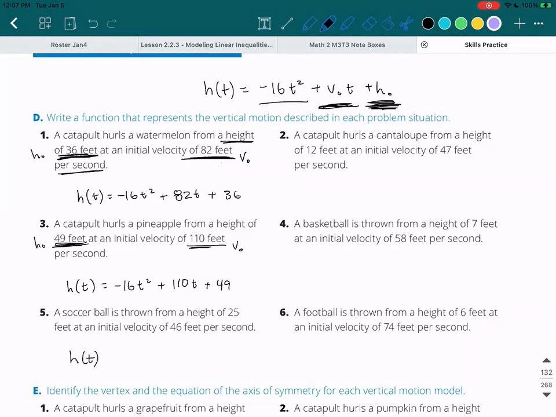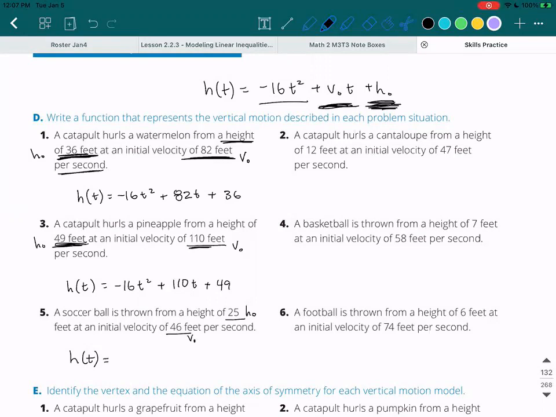A soccer ball is thrown from a height of 25 feet. So it's thrown from that height. This is your initial height. So that's your h naught. At an initial velocity of 46 feet per second. So initial velocity, that would be your v naught, so the v0.